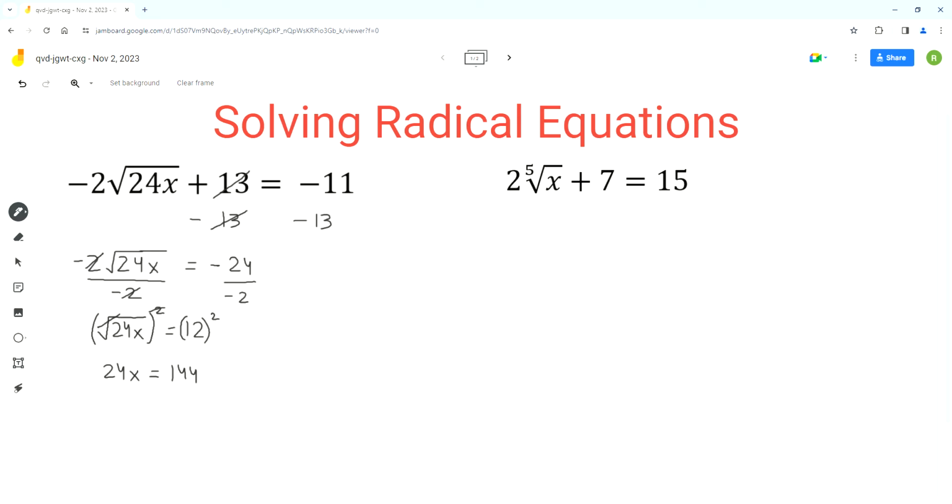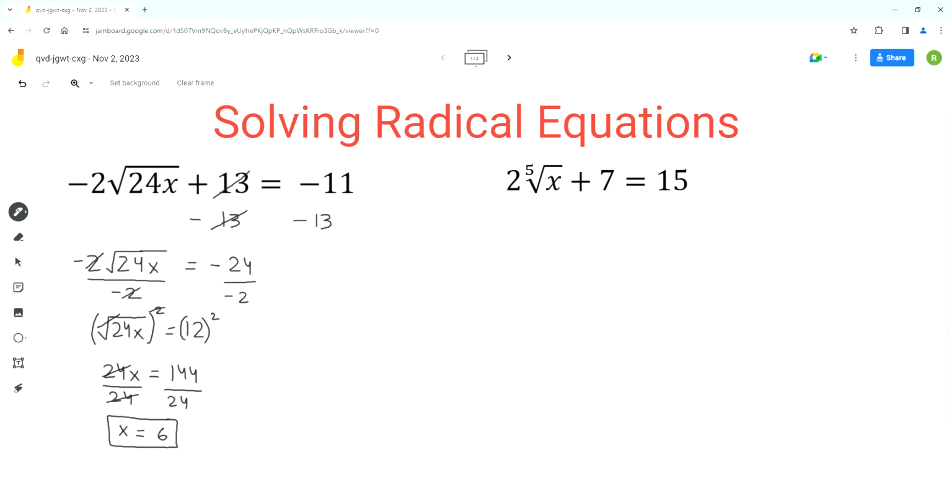We can isolate x by dividing both sides by 24. So the 24's on the left side cancel each other out and we get x equals 144 divided by 24, which is equal to 6. So this should be the final answer for this equation.